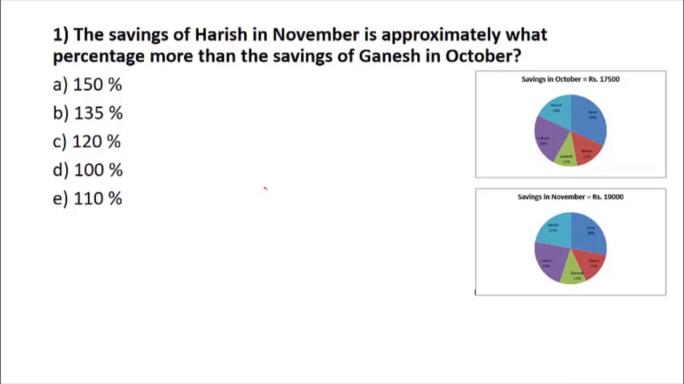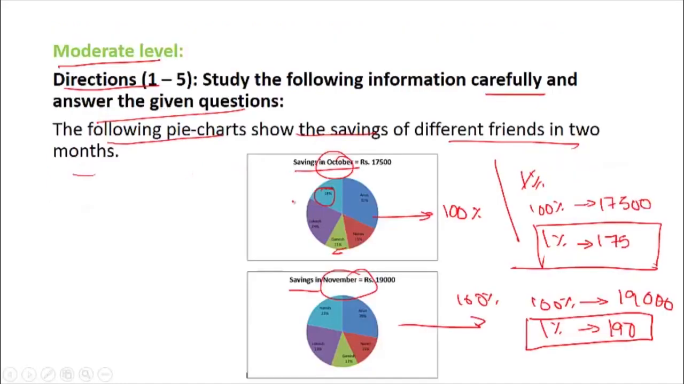Let us read what it says. The saving of Harish in November is approximately what percentage more than the saving of Ganesh in October? Harish in November is 22%. We have to find this value. Harish is represented by H. 1% in November, as I have told you, is 190, as shown in the first video at the start.